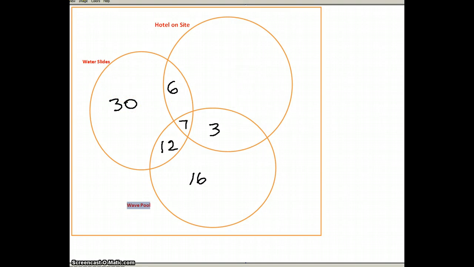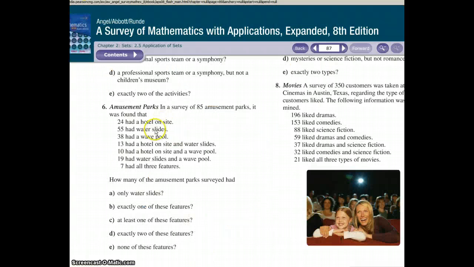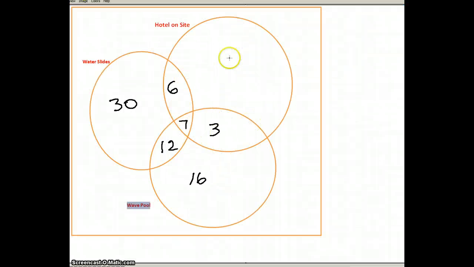Let's look for the hotel on site now. The hotel on site has 24. So this whole thing is 24. If you deduct 24 minus 6 minus 7 and minus 3, you will get 8.